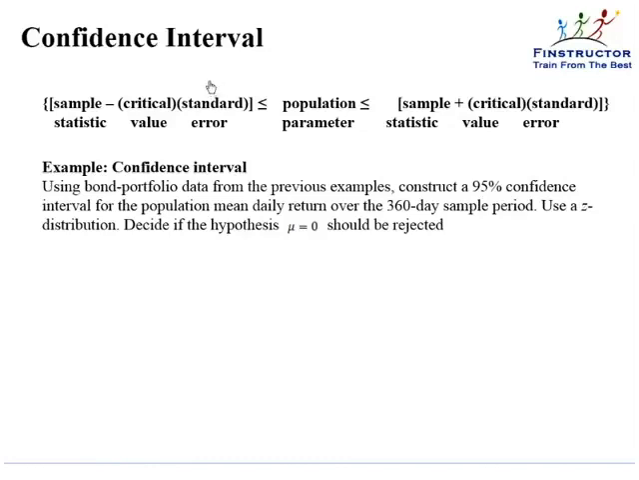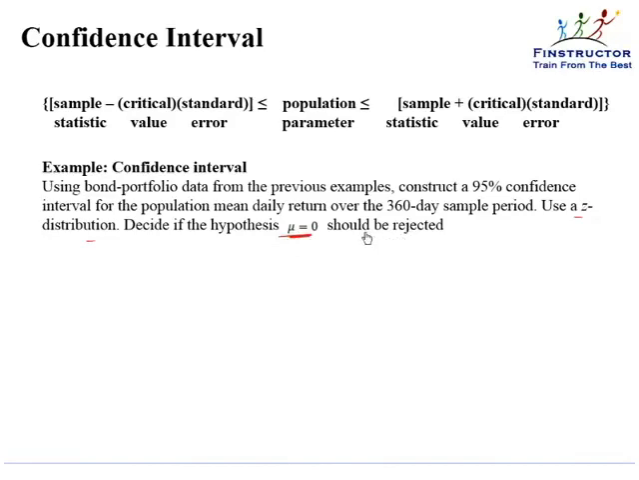We'll now learn how the confidence interval that we studied in sampling and distributions can also be used to conduct a hypothesis test. So using bond portfolio data from the previous examples, construct a 95% confidence interval for the population mean daily return over the 360-day sample period, use a Z distribution, and decide if the hypothesis mu equal to 0 should be rejected.